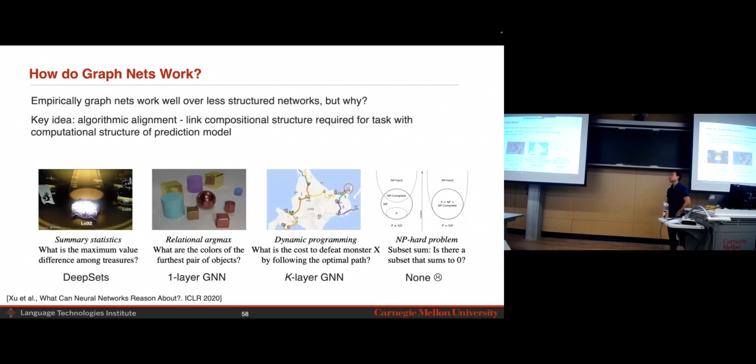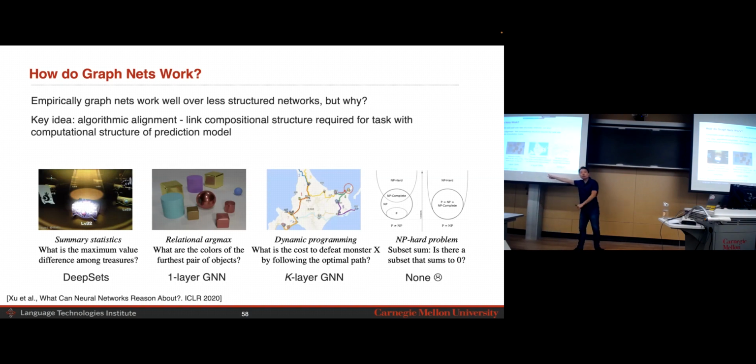And what they found was that each of these problems aligns very well, based on the structure of the problem, with one particular class of method. The summary statistics, it's a set-based problem, right? If I want to take a sum or the maximum value among a set of numbers, it should be order invariant, and deep sets most aligns with this type of problem. If I have relational argmax, that requires me to do one-step reasoning over a fully connected graph over all these objects. A one-layer GNN aligns the best.